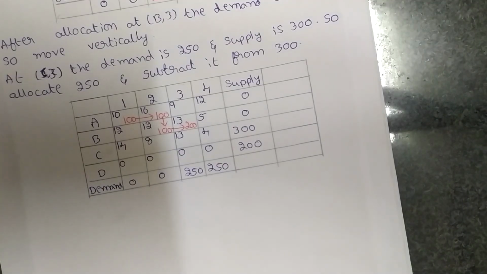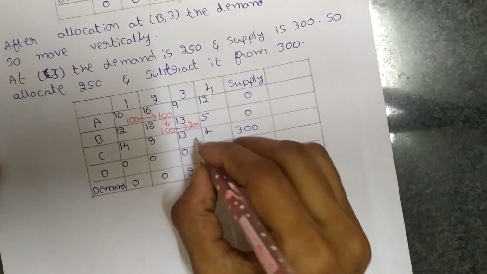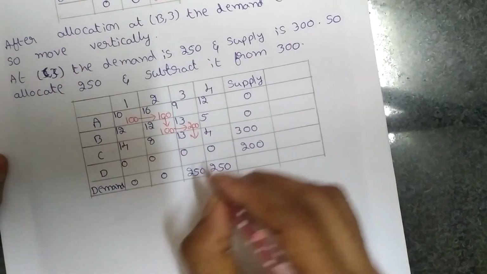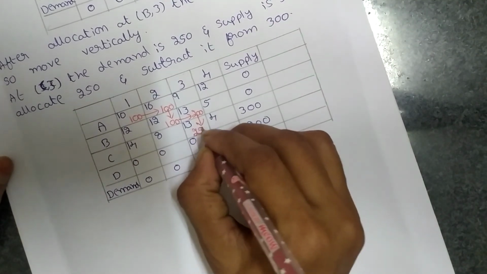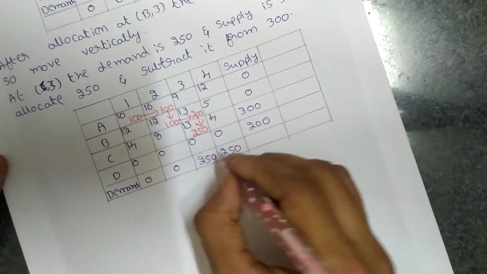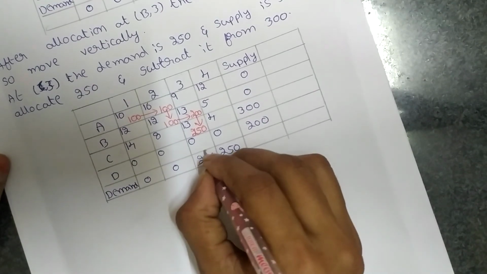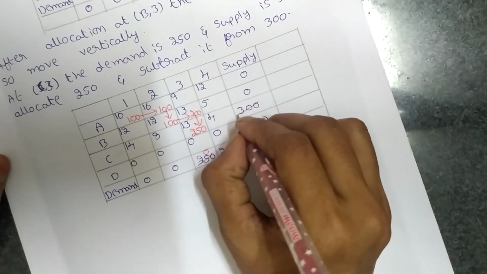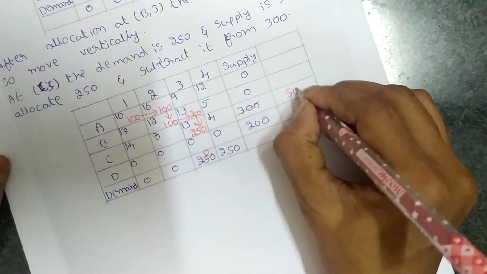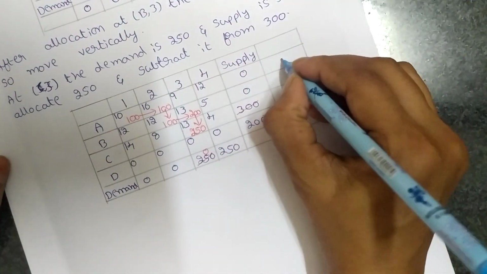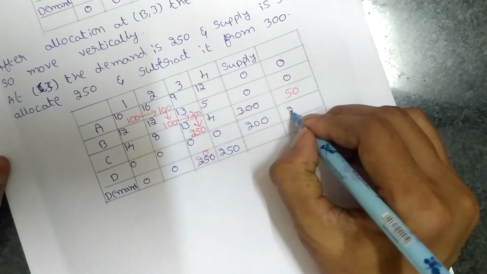Okay, this is the new transportation where we said we need to move vertically. So we will move here, 250, 300. The minimum value 250 will be allocated here. We will cancel this 250 and put 0 here. We subtract the 250 from this 300, then it will become 50. Then the new supply will become 0, 0, 50, 200.